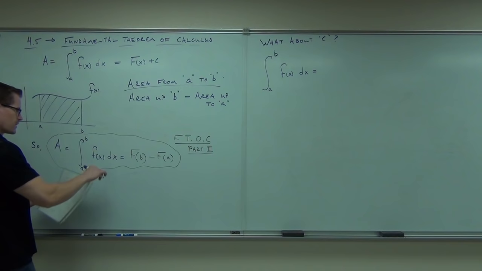X squared is an even function. X fourth, even function. X squared minus 2, even function. They're symmetric about the y-axis. That's one thing we know about even functions. Here's the definition of it, actually. Even function says... that's what an even function says.